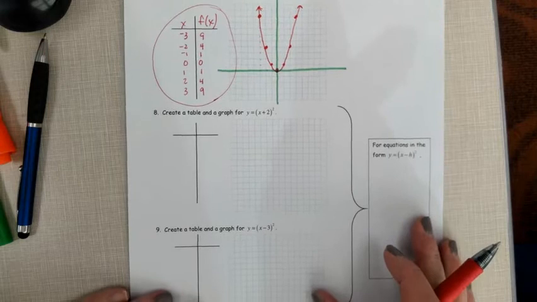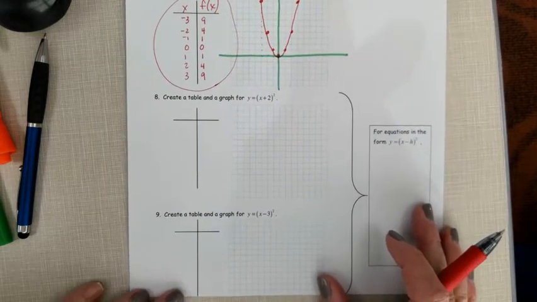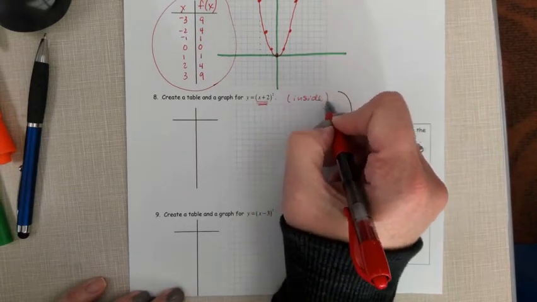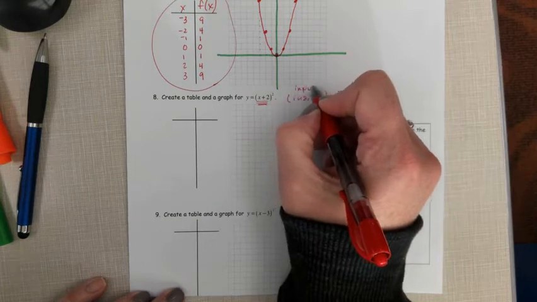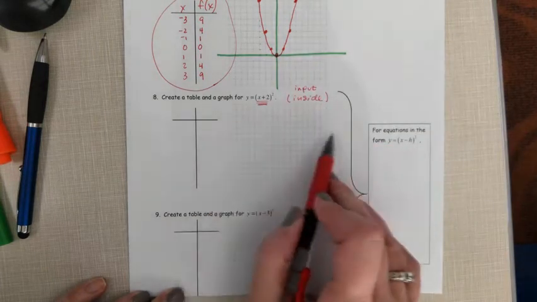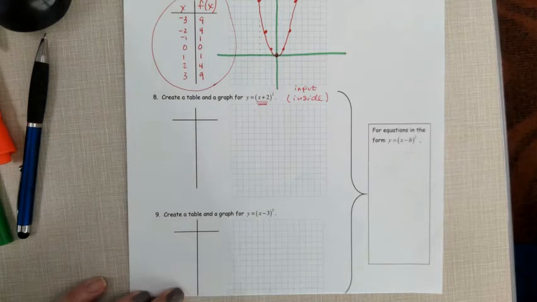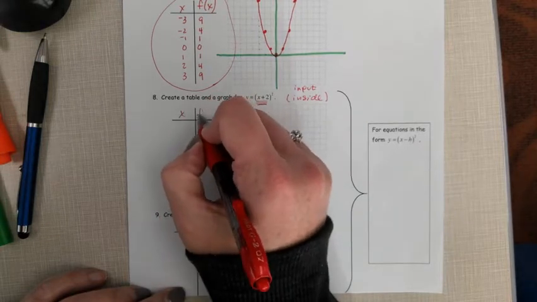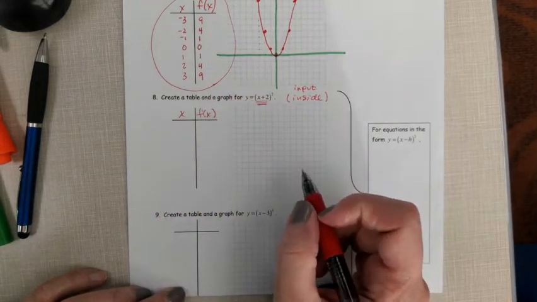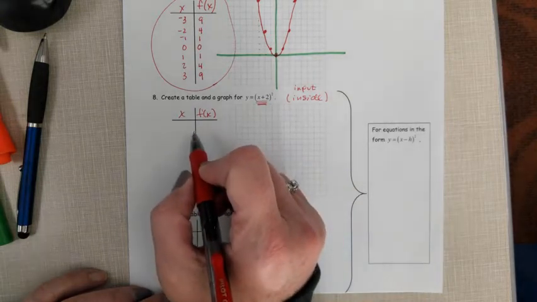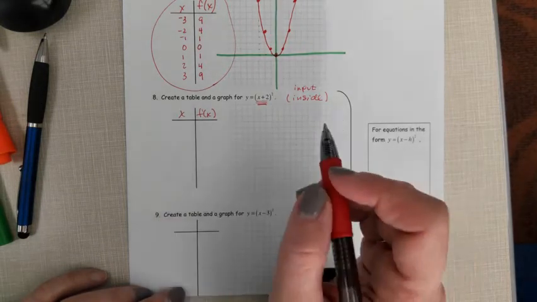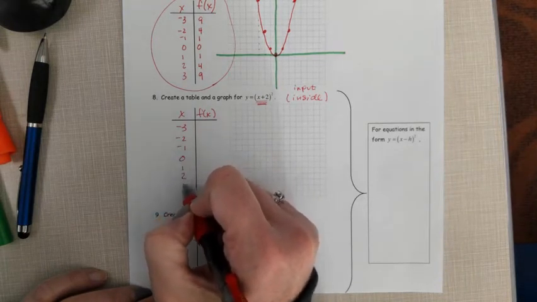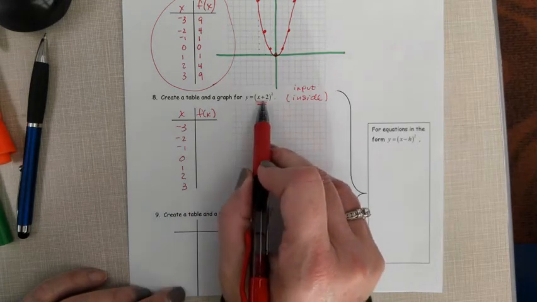Okay, so now we're going to create a table. Now, I sort of gave it away, right? This is inside the parentheses, so it is going to affect input. So this is where the shift left or right comes from. Okay? So, x, f of x. Now, what I'm shifting or plugging in is this into the input.